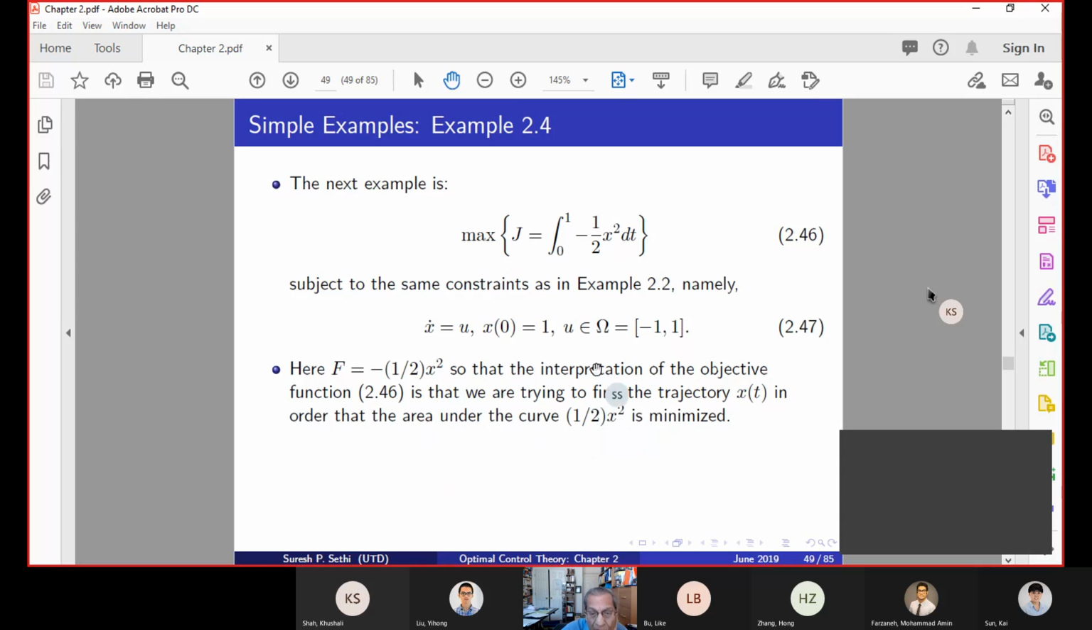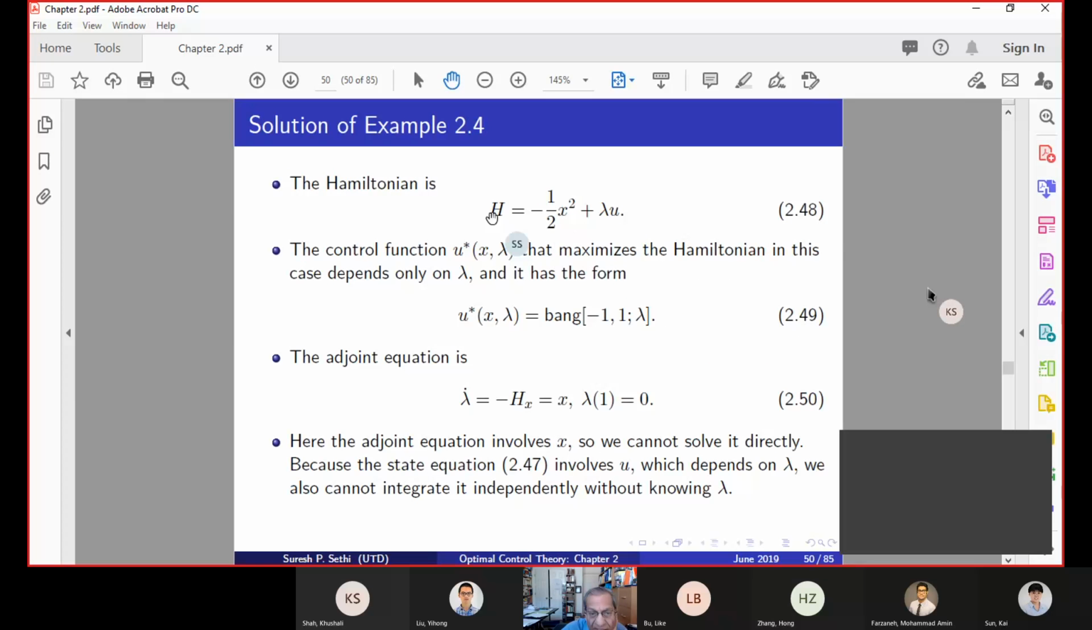Okay, so let's solve this problem. Hamiltonian is minus half x squared plus lambda u. I want to maximize this Hamiltonian with respect to u. Okay, so u star of lambda is again bang bang, because lambda u is linear in u. And it's bang bang. So now I have to solve the adjoint equation. Well, the adjoint equation is lambda dot equals x now, and lambda 1 is 0. I cannot solve this equation right away because it's coupled with the x dot equation.